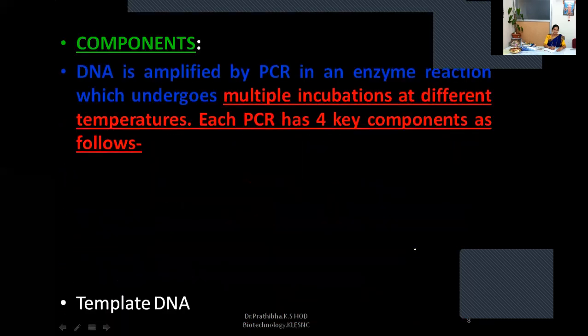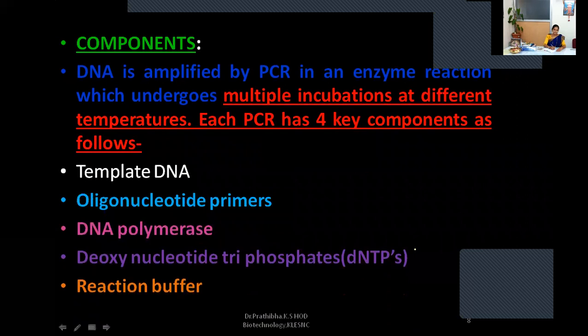Now let us understand the components of PCR. The DNA is amplified by PCR in an enzyme reaction. Without the enzyme, we are not going to perform this PCR experiment, so we compulsorily need the enzyme. Which enzyme? Just keep it in mind, because usually you will be asked this question in your MCQ. This enzyme undergoes multiple incubations at different temperatures. Each PCR has 4 key components as follows.